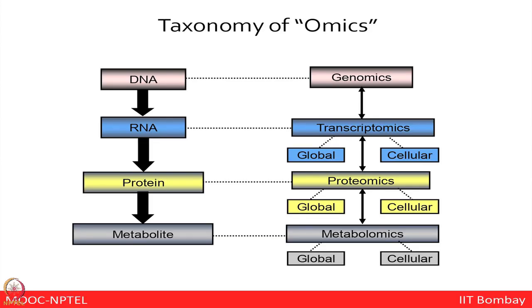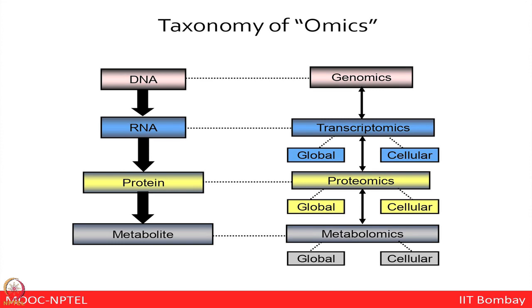So, let me first start with some of the basic concepts of proteomics, especially an overview of proteomic technologies from discovery to function. So, let us first look at the taxonomy of omics. I am sure you have been listening to a variety of terminologies linked to the omics field. The omics field aims to look at a given system in its totality. For example, all the genes or DNA of a given system can be studied under genomics, all the RNA or transcripts under transcriptomics, all the proteins under proteomics, all metabolites as metabolomics.